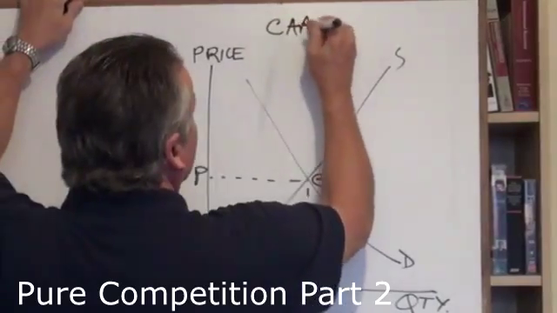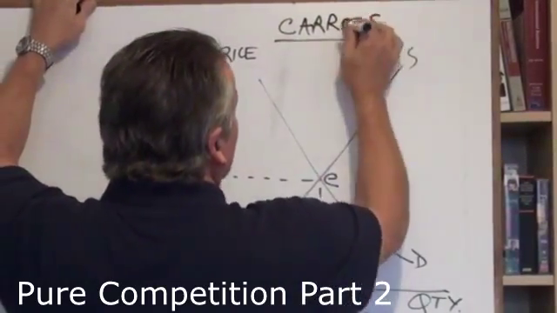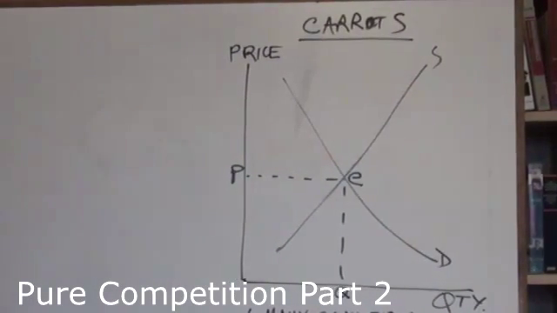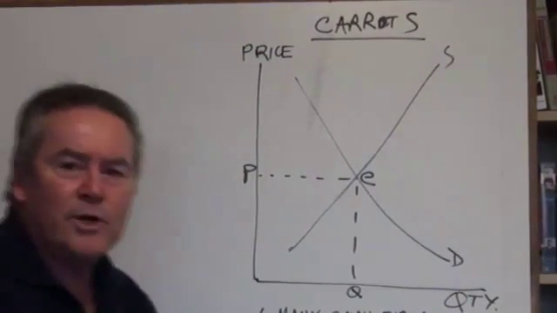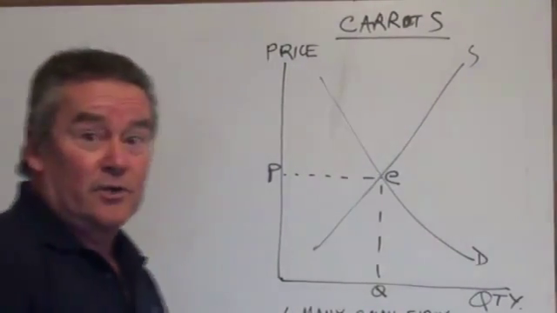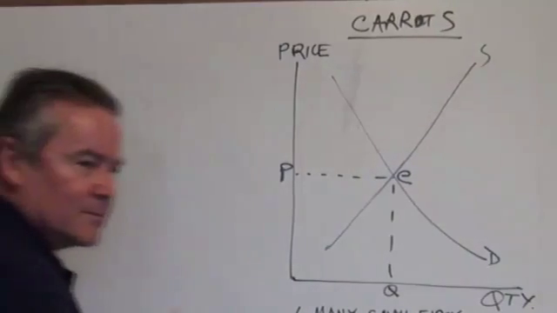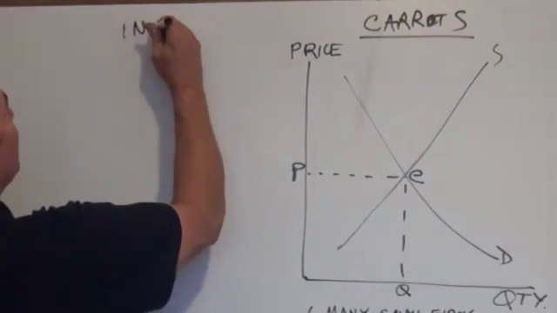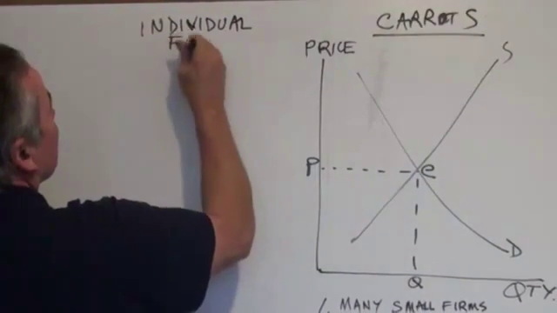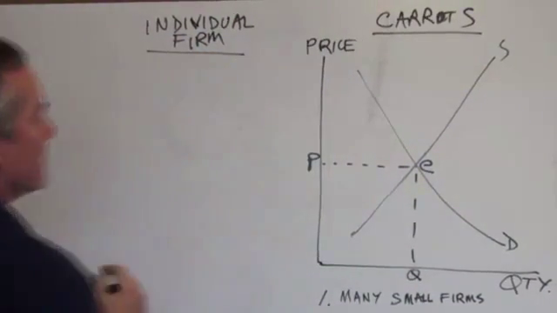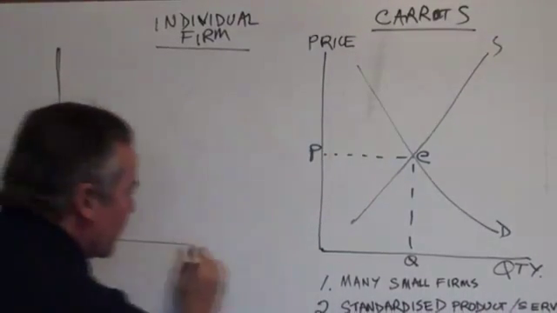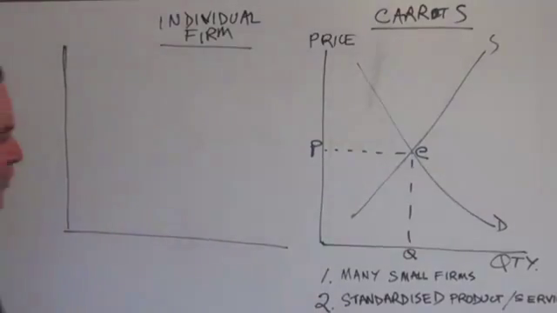This is the market for carrots. So many small carrot growers. So how do we draw, or how do we slot our individual firm into this? Let's add our individual firm, or our individual operator, right next door.